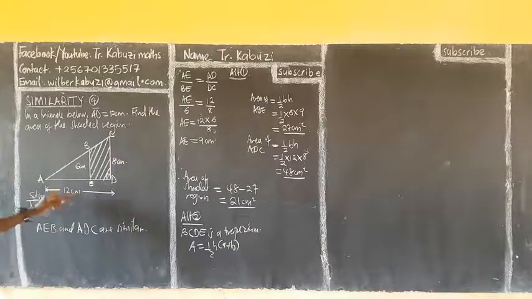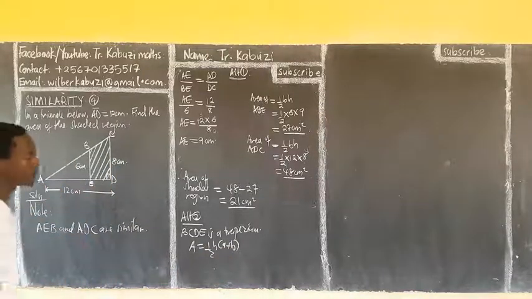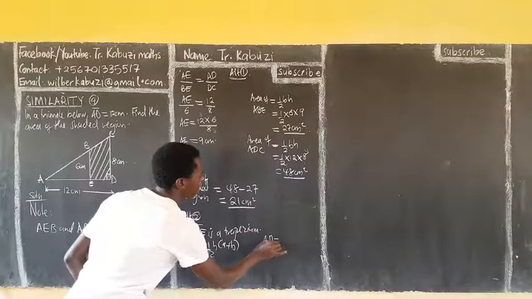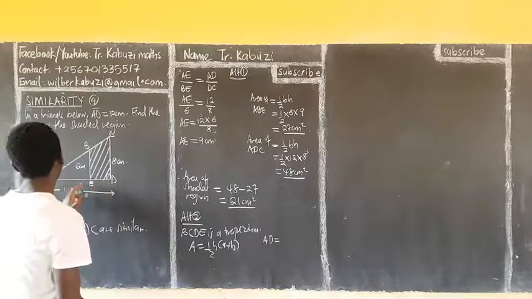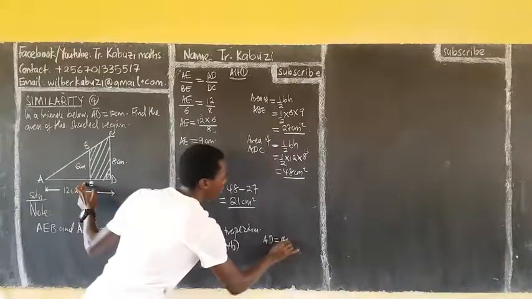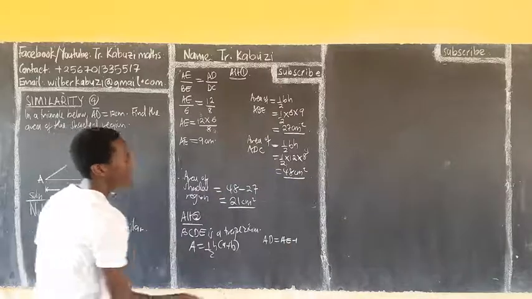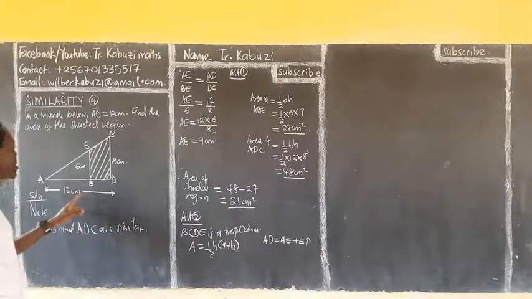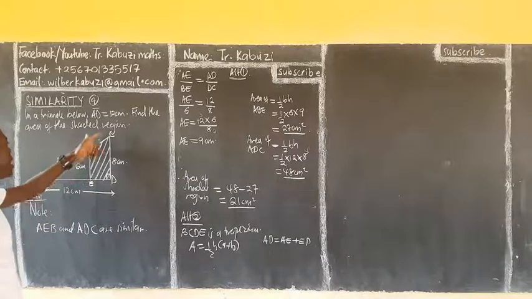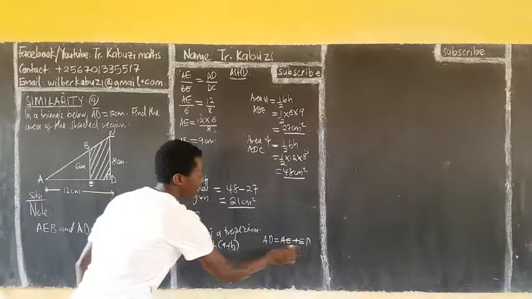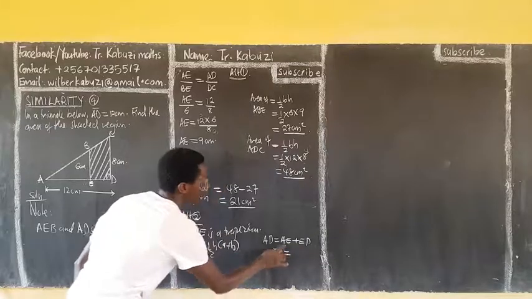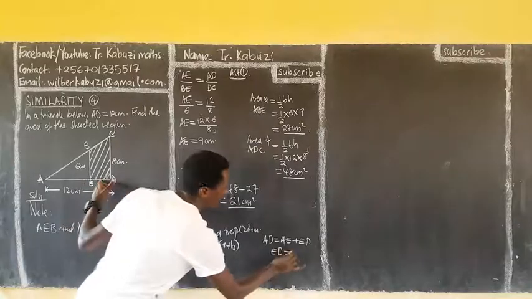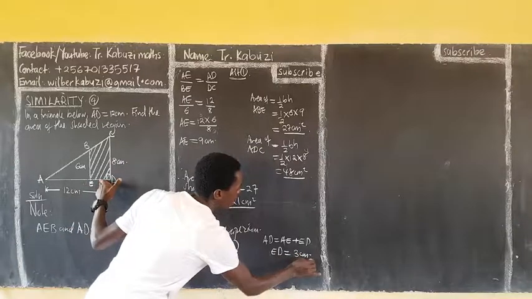Now, our height: AD will be equal to AE plus ED. ED is the height of this trapezium. So from here, my ED will be, now I got AE as 9, this is 9, meaning that our ED is going to be 3 centimeters.